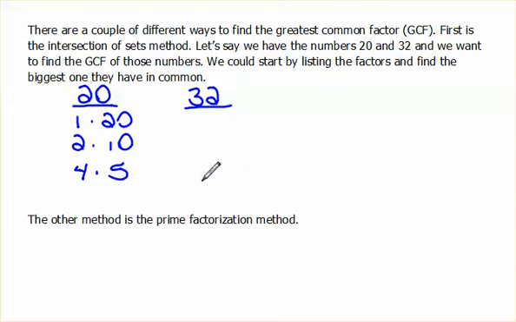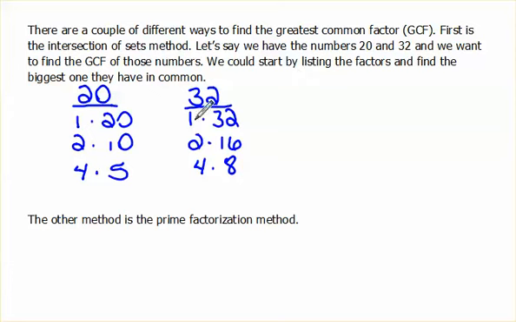And now let's look at the factors of 32. So that would be 1 times 32. It would be 2 times 16. 3 won't go into it. 4 will. 4 times 8. 5 won't go into it. 6 won't go into it. 7 won't go into it. So now we're back to 8. So we're finished. We found all of them.